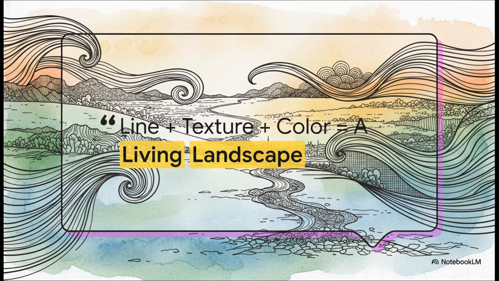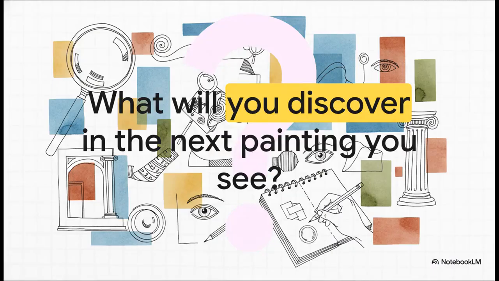The flowing lines, they create movement, the rich texture that gives it a tangible physical presence, and the harmonious color that infuses the whole scene with emotion. So line plus texture plus color, that is the formula. That's the secret sauce Van Gogh used to turn a simple painting of a field into a truly living, breathing landscape. So now you have the tools.